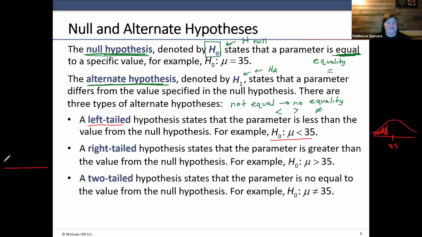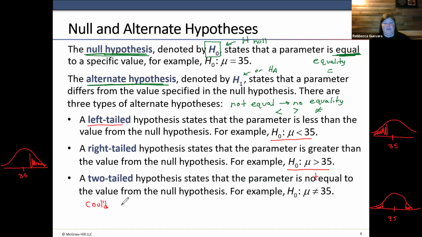So for your right tail test, we're looking at a distribution centered around 35 because we said that's the mean that we usually see. We're looking for a parameter that is greater than the value of the null hypothesis. So we're looking at the greater than, so we're in the right tail. And then the two tail, this is simply that things are just not equal. A two tail hypothesis test states that the parameter is not equal to the value of the null hypothesis, meaning that there's 35, I could be here, I could be higher than, or I can be less than.